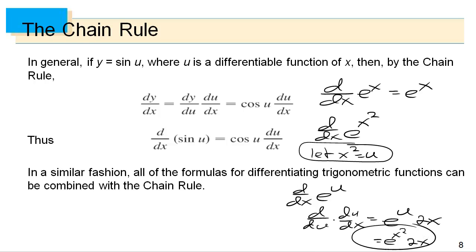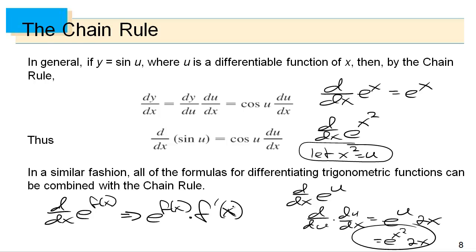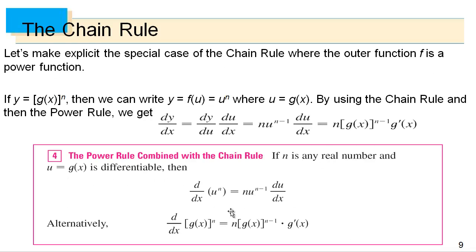And you can now see that if you want to take the derivative of e to any function of x, it's just going to equal e to that function of x, you see how that didn't change, times the derivative of that function of x. Very common usage of the chain rule. All right, here's another example, the power rule.